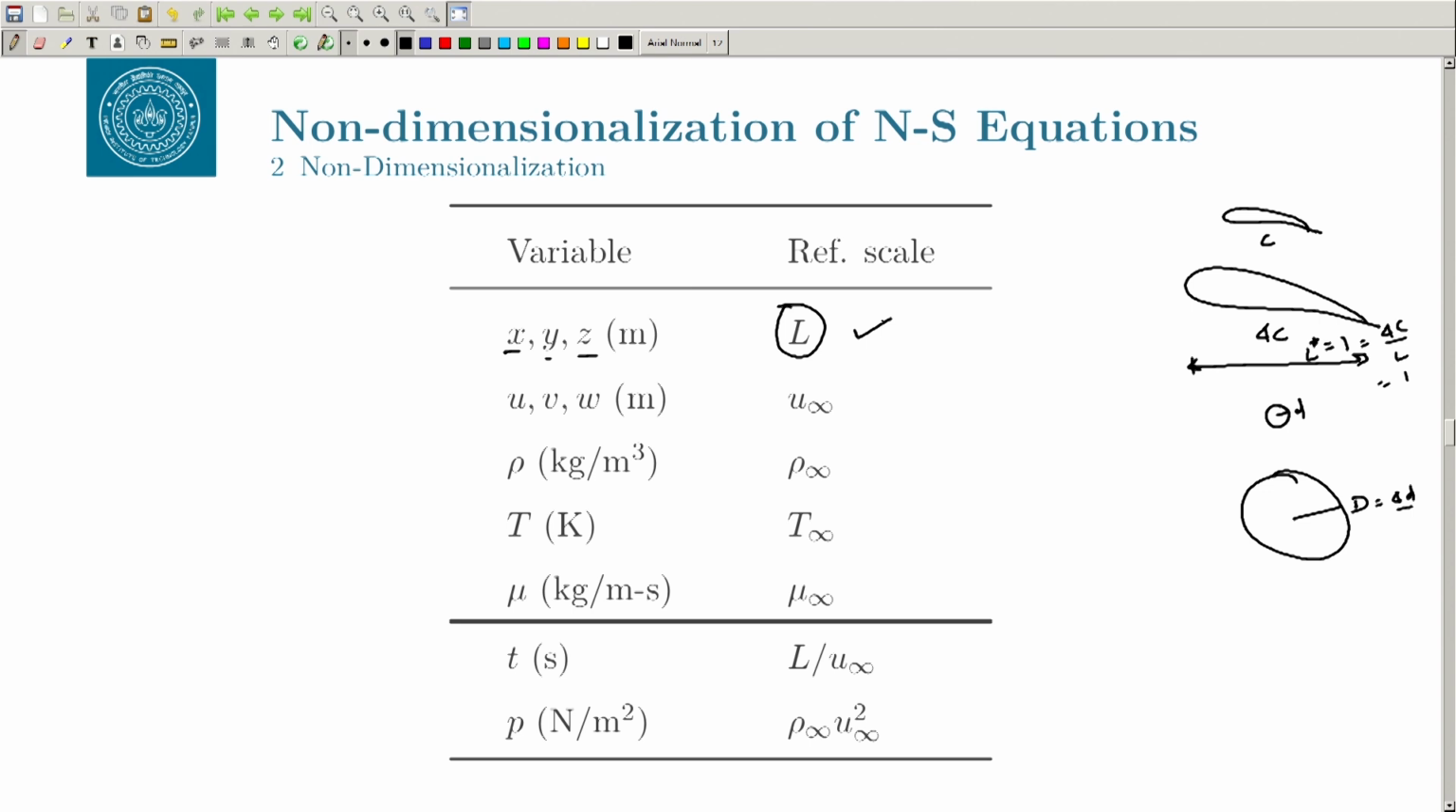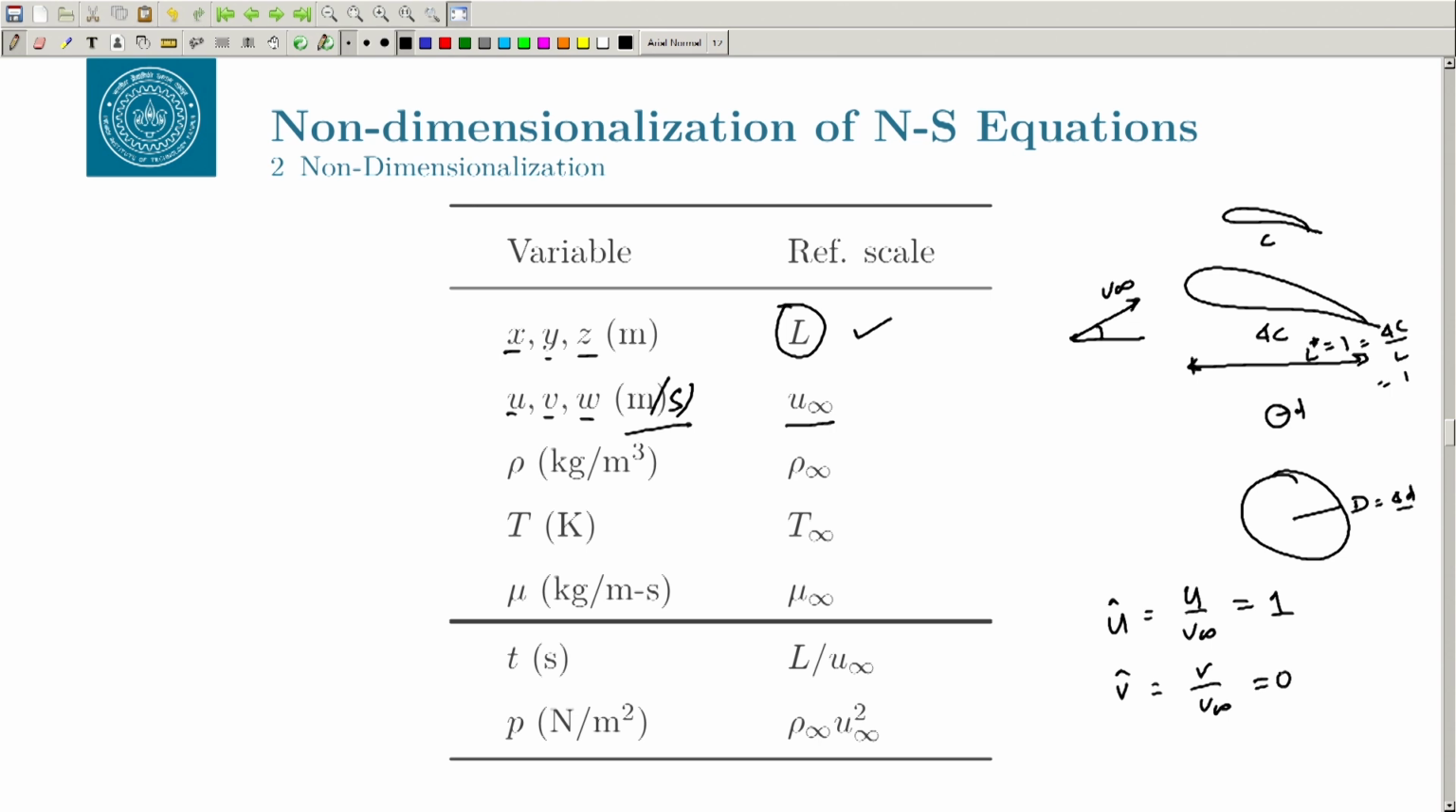We need to non-dimensionalize the velocities also. These are u, v and w, in meters per second. We are going to non-dimensionalize with respect to some incoming velocity. Let us say on this wing there is a velocity coming in, the total velocity, u infinity. So, you can non-dimensionalize u, v, w by u infinity. That means your u star, or let us say u hat, will be u by u infinity. If the angle of attack is 0, then v will be 0 and u will be u infinity, so u hat becomes 1, and v hat, which is v by u infinity, becomes 0.